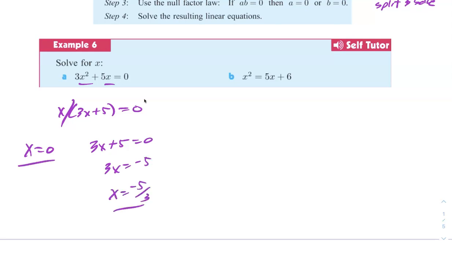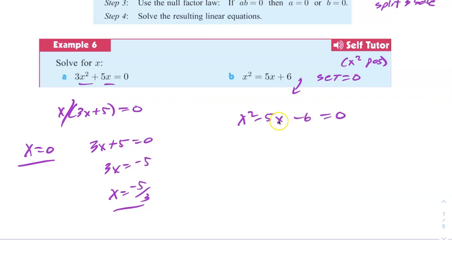So there we go. This next one does have three terms, so we have to set it equal to 0 anyway, but it's a little more involved. Set equal to 0. I always like to keep my x squared positive, because it makes factoring a lot easier. So instead of moving the x squared over, I'm going to move both of these other terms over here, because I want to keep my x squared positive. So x squared minus 5x minus 6 equals 0.